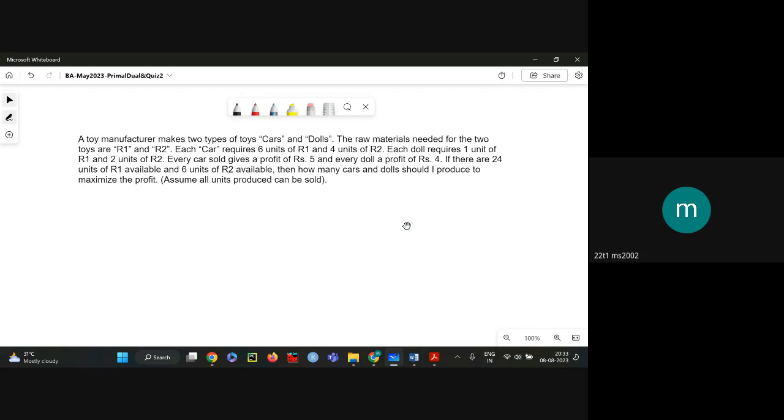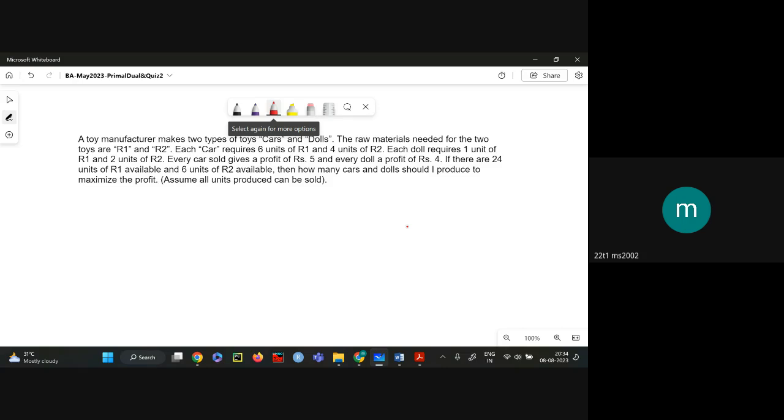What you're being told is that you are, let's say, running a company and you make two types of products, cars and dolls, for example. And to make these two types of products, you need raw materials R1 and R2. For each car, I require 6 units of R1 and 4 units of R2. And to make each doll, I require 1 unit of R1 and 2 units of R2. When I sell a car, I will make a profit of 5 rupees. And when I sell a doll, I will make a profit of 4 rupees.